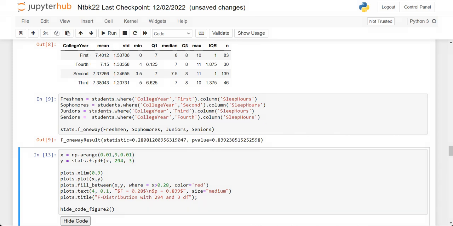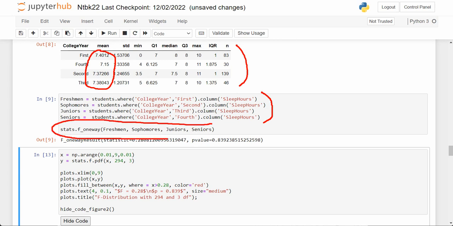Okay, and so that's how we conduct this ANOVA hypothesis test. We need to do something like group stats to look for associations. Are there differences in these group means? Okay, then we have to create an array for each of the groups and then put the names of the arrays in that function, stats.f_oneway.